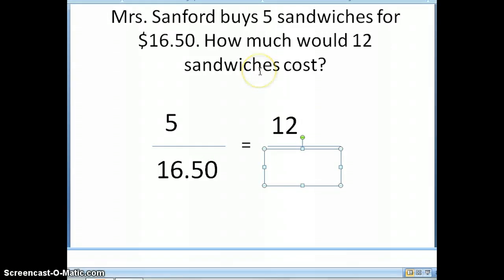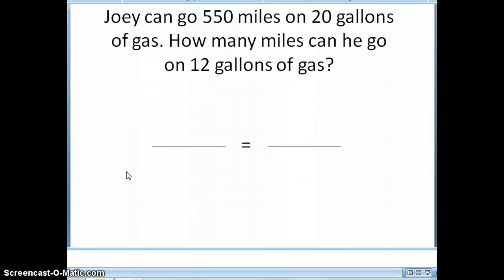But I don't know how much they cost this time, so I'm going to need to pick a variable to stand for how much it costs, and I'm going to decide to use x. So now I have a complete proportion that I could solve using cross multiplication, and that one is set up correctly.